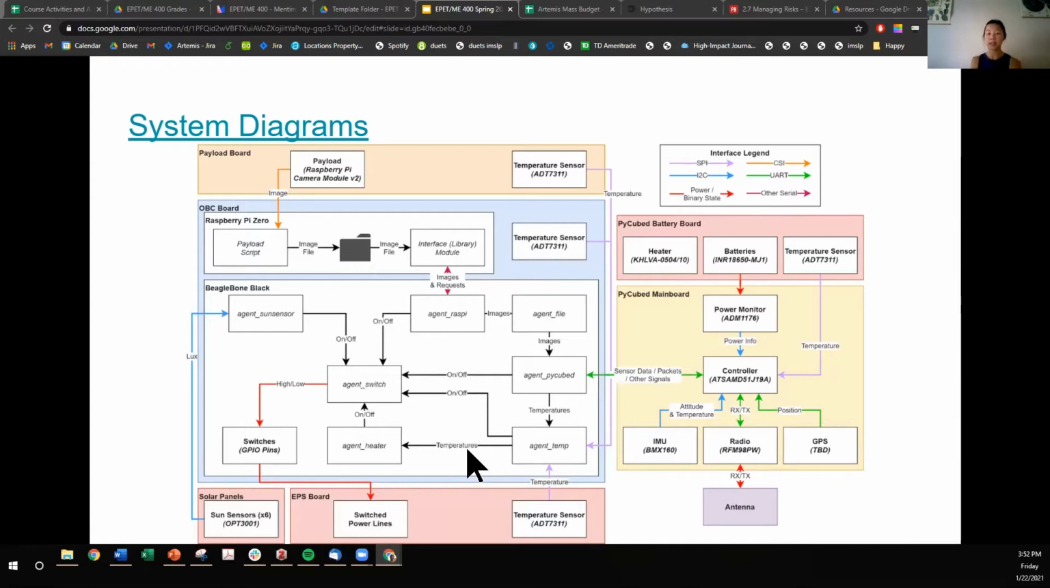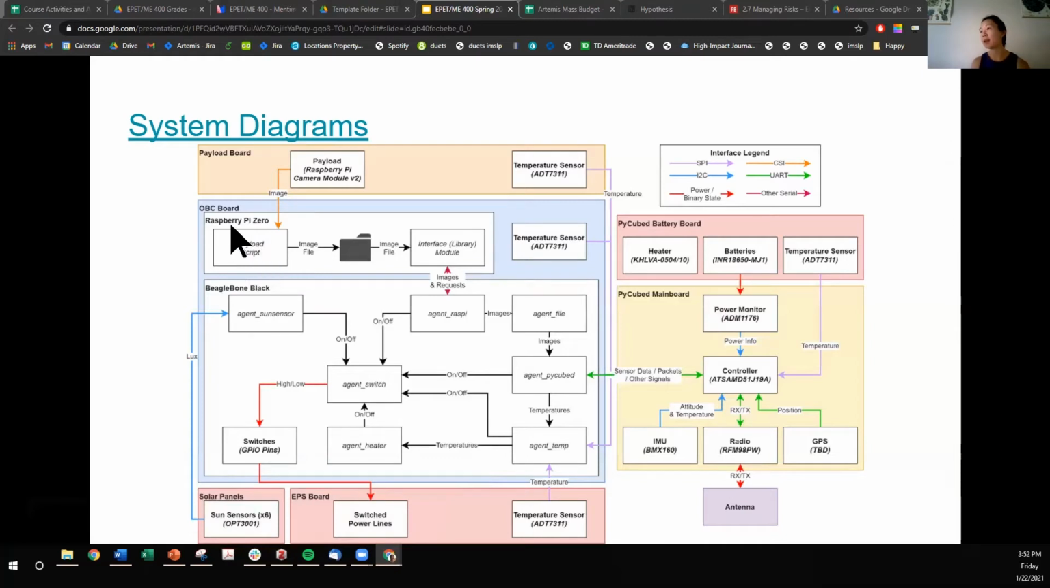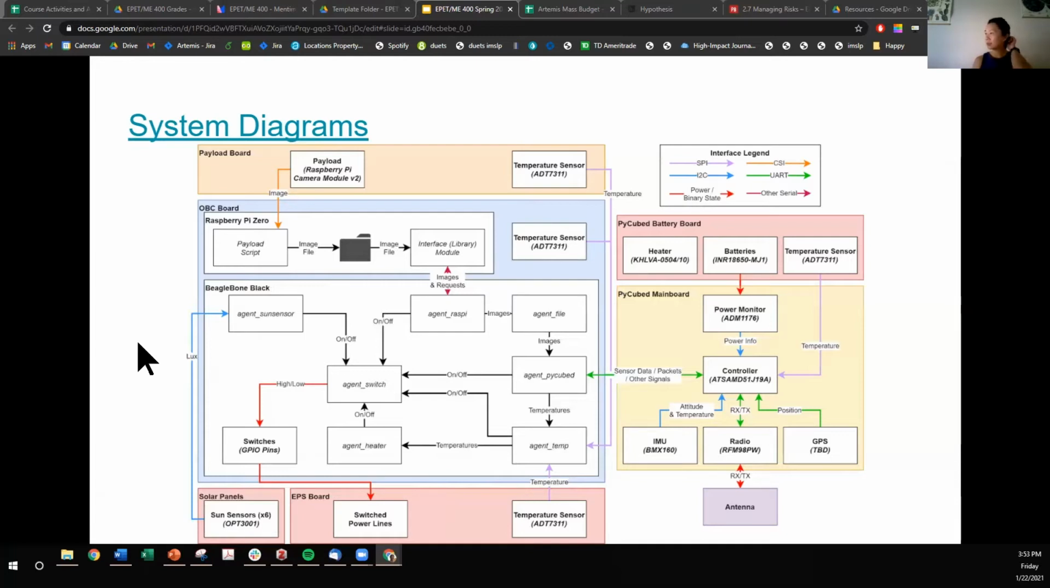The components and programs are nested in their appropriate subsystems. So for example, the payload script is a program that resides on the Raspberry Pi Zero, and the Raspberry Pi Zero is a part of the overall OVC board. So if you're ever thinking of sample system diagrams with the appropriate level of detail that is also aesthetically pleasing, you can refer to this particular one.